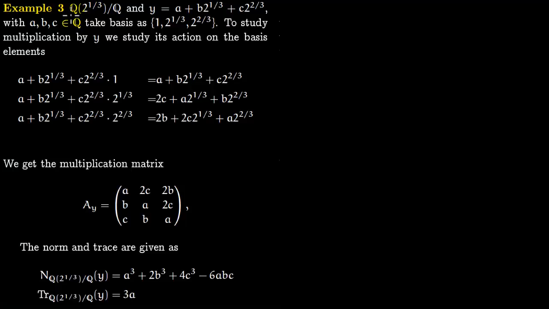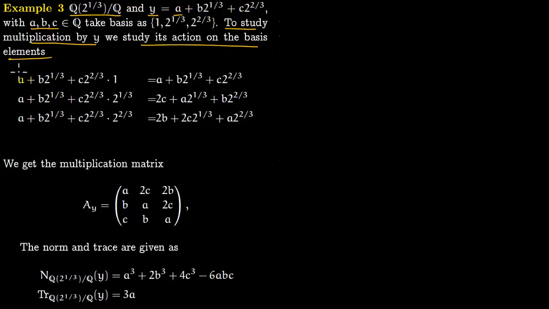So now consider this extension L over K. K is the rationals and L is what you get when you adjoin 2^(1/3) to the rationals. And now our y is a plus b times 2^(1/3) plus c times 2^(2/3), where a, b, c are rational numbers. You take the basis 1, 2^(1/3) and 2^(2/3). Now to study multiplication by y, we study its action on the basis elements.